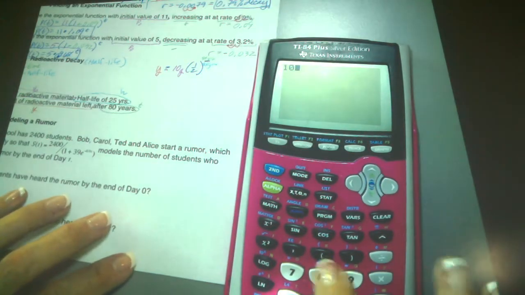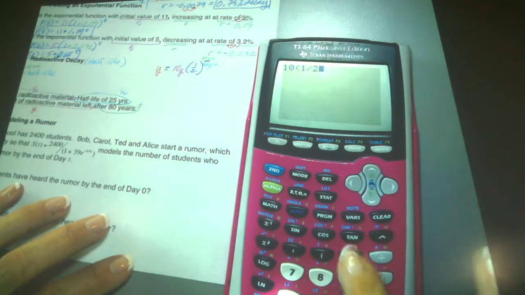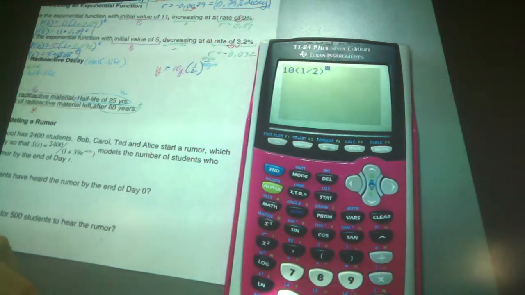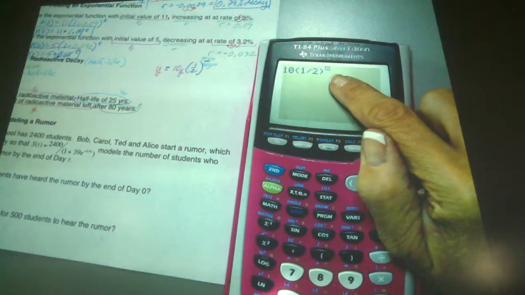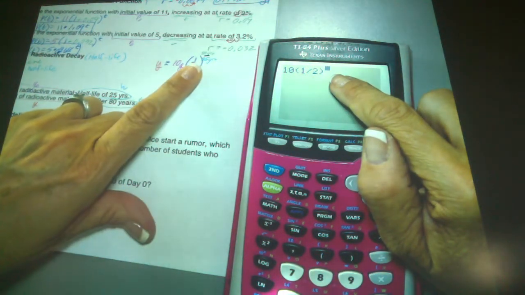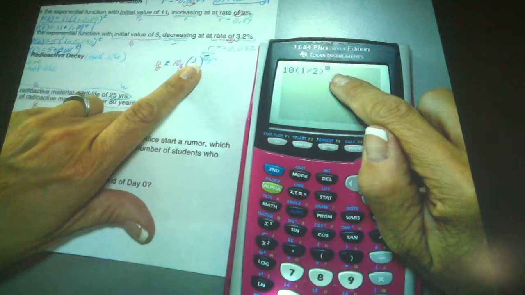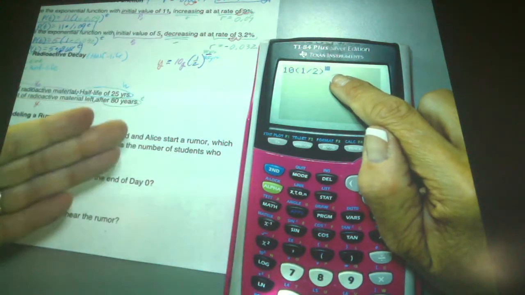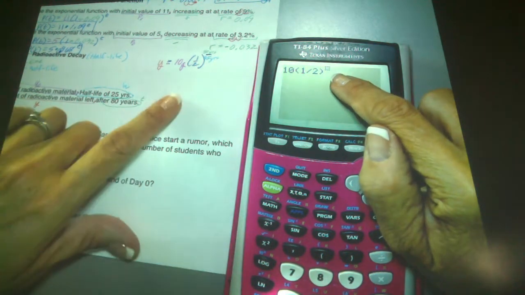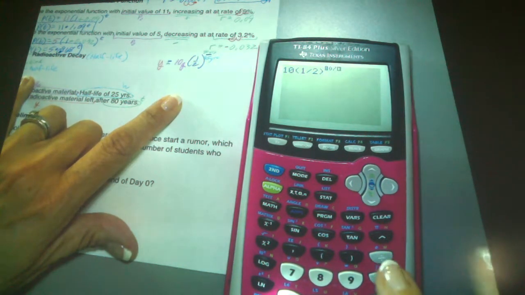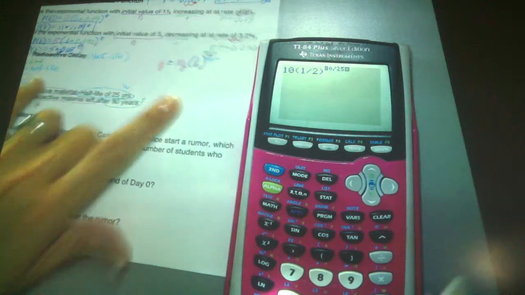You've got 10, parentheses, 1 divided by 2, end parentheses, raised to, and if you have the older calculators that show a caret instead of a little box, you have to use parentheses when you do the 80 divided by 25. Otherwise, it'll raise it to the 80, but divide the entire thing by 25, so you get the wrong answer. So just make sure that you double check your calculator at home with the answer that we get here and make sure you're using the calculator correctly. I've got 80 divided by 25, and then enter.